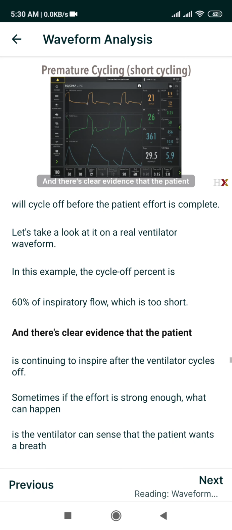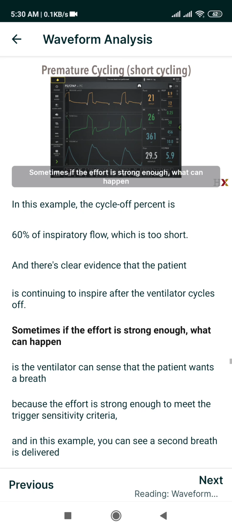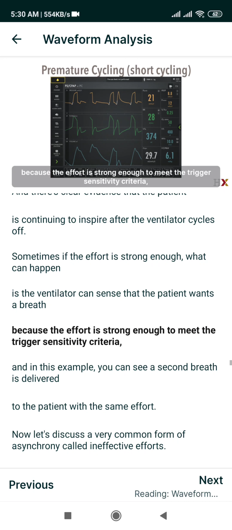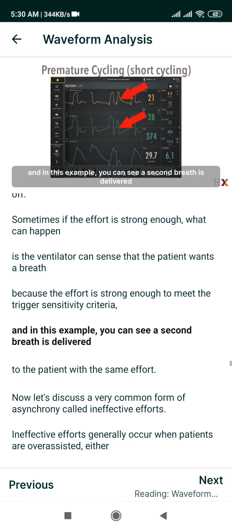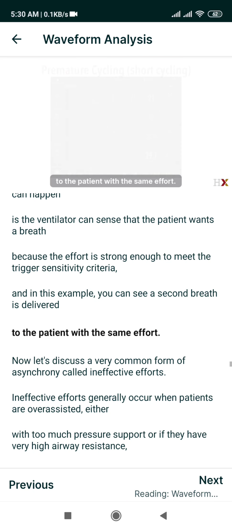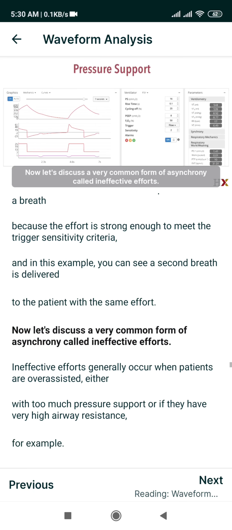ventilator cycles off. Sometimes if the effort is strong enough, what can happen is the ventilator can sense that the patient wants a breath because the effort is strong enough to meet the trigger sensitivity criteria. And in this example, you can see a second breath is delivered to the patient with the same effort. Now let's discuss a very common form of asynchrony called ineffective efforts.